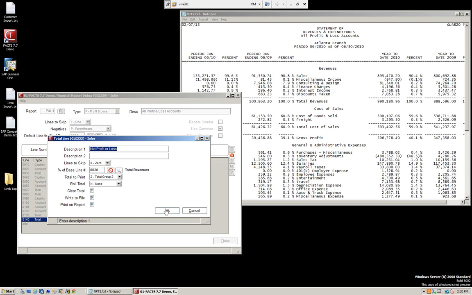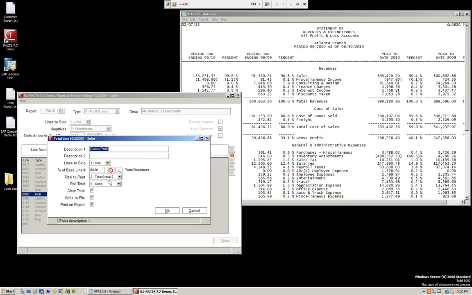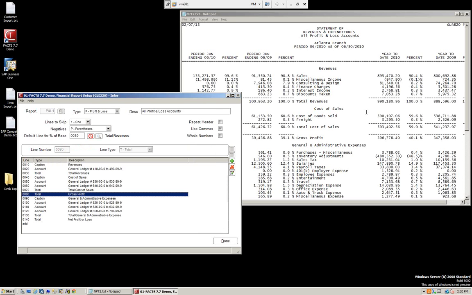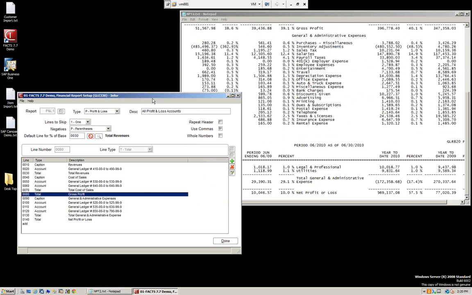So I'm rolling that into group 2. So total revenues was group 2, net profit was group 2, and gross was also group 2. So I'm taking basically the gross profit, which is here, which is sales minus cost. And then from the gross profit, I'm taking my total admin expenses to get the information. So that's simply how it's set up.